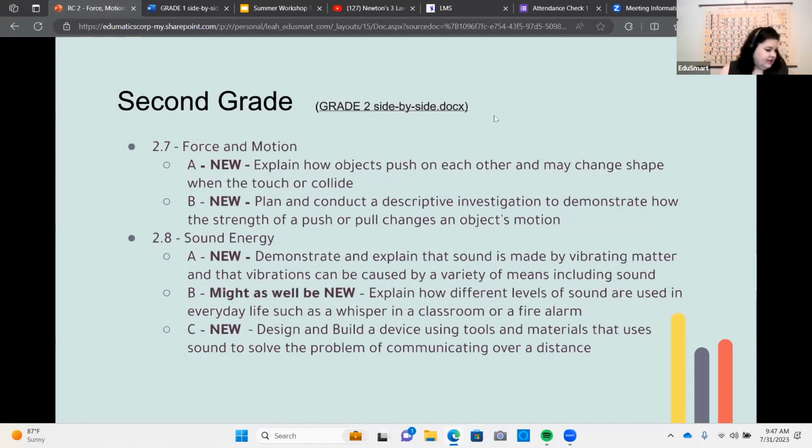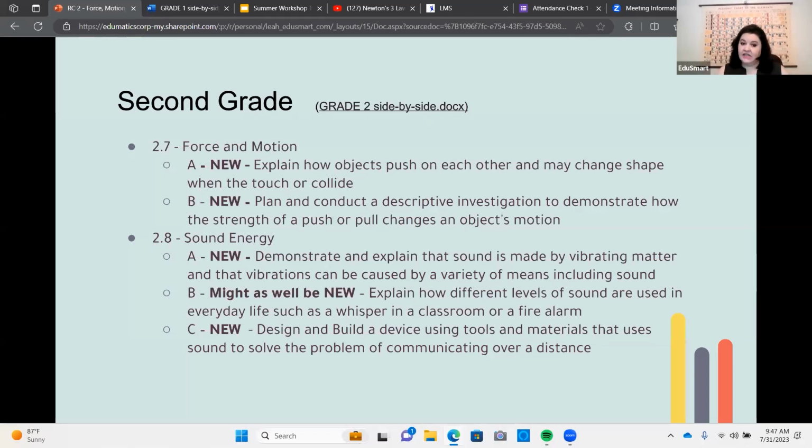In second grade, I'm just making sure I'm looking over my notes here. For force and motion, well, let's look at this. Second grade, everything is new. Like, every standard you are teaching is new. So fun. Force and motion, you need to explain how objects push on each other and may change shape when they touch or collide. So that is looking kind of at cause and effect, right? Again, we're really wanting to understand pushes and pulls very, very specifically and in depth.